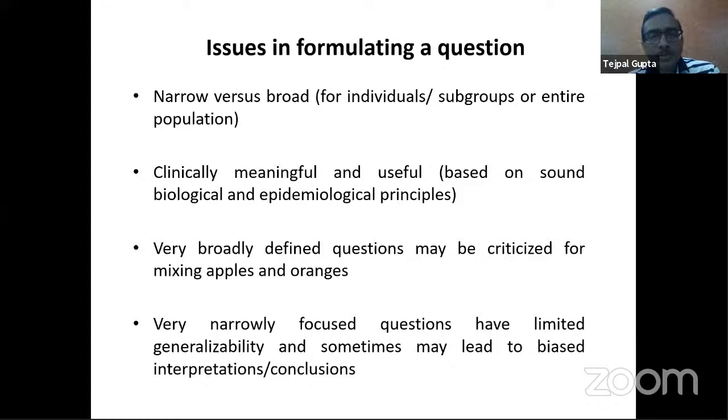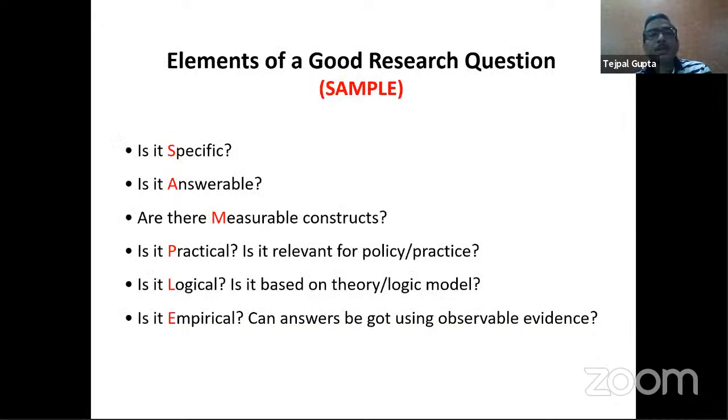So what are the issues that one faces while formulating a question for a systematic review? You could ask narrow versus broad questions. Some questions may be clinically meaningful and useful. Others may not be so clinically meaningful and useful. Very broadly defined questions can certainly be criticized for mixing apples and oranges, but very narrowly focused questions can have very limited generalizability and sometimes can lead to biased interpretations and conclusions. So you have to be careful while formulating the question for your systematic review and meta-analysis.